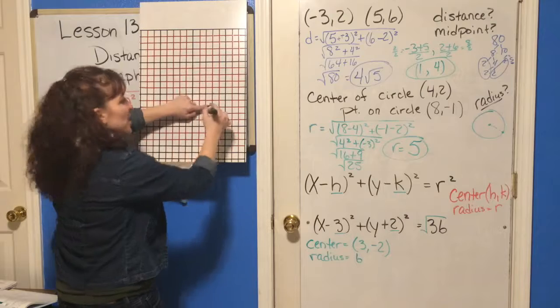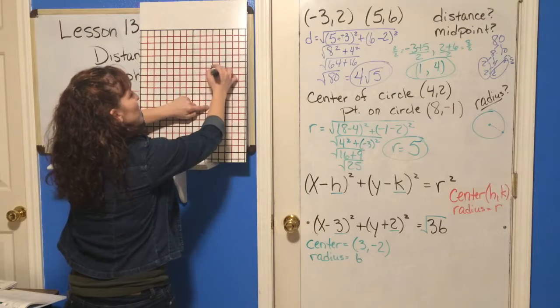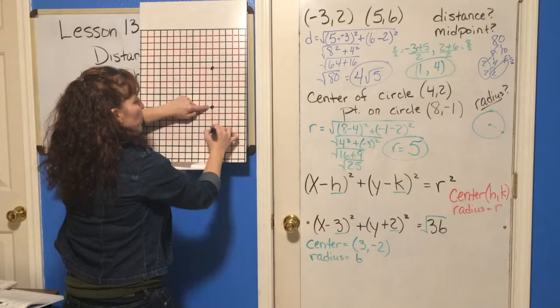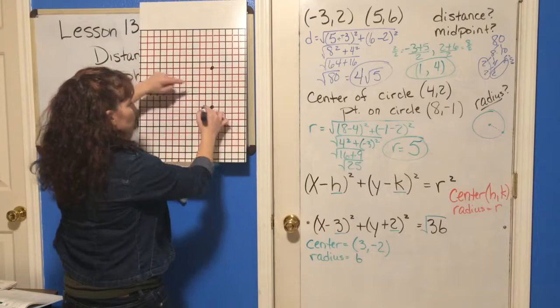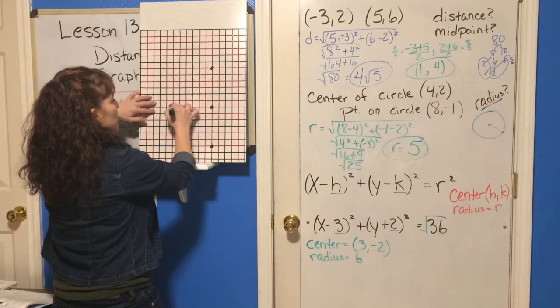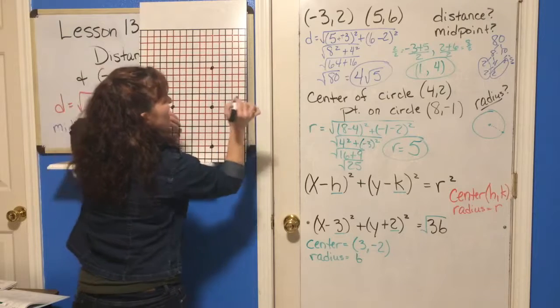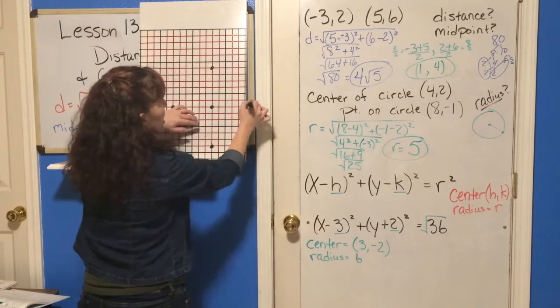So start from the center, 1, 2, 3, 4, 5, 6, plot a point. Do the same in each of the other three directions, counting 6 and plotting a point each time, even the one that's over there, doggone it.